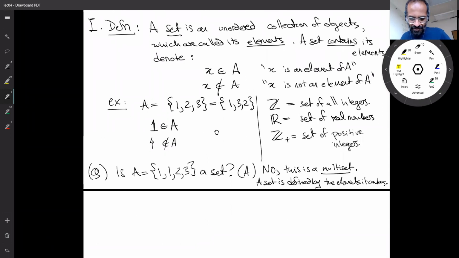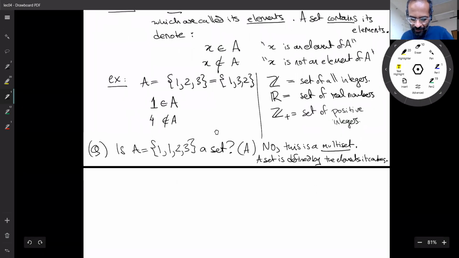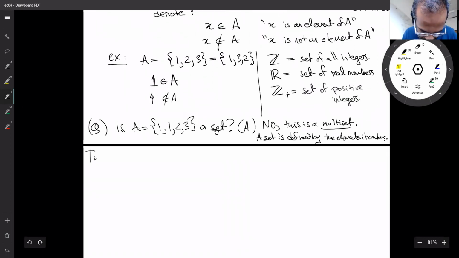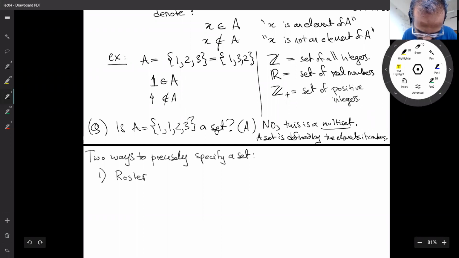But roughly speaking, there are 2 ways to precisely specify a set that we'll be using in this course. One is what's called roster notation. And here you simply list the elements of the set.